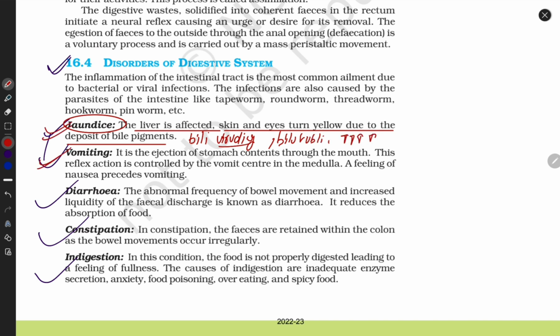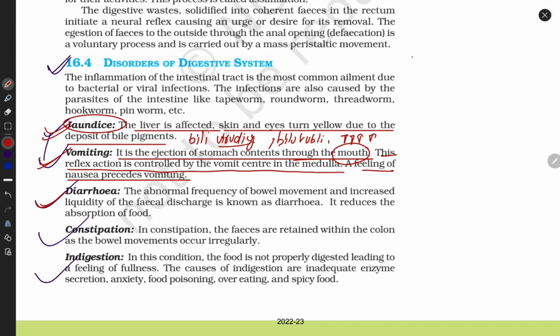Now what is vomiting? It is the ejection of stomach content through the mouth. We can take food from mouth to stomach, but if food comes out from the stomach through the mouth, this is very painful, guys. This reflex action is controlled by the vomiting center in the medulla. A feeling of nausea precedes vomiting. Feeling uncomfortable, unhygienic. You saw something dirty.